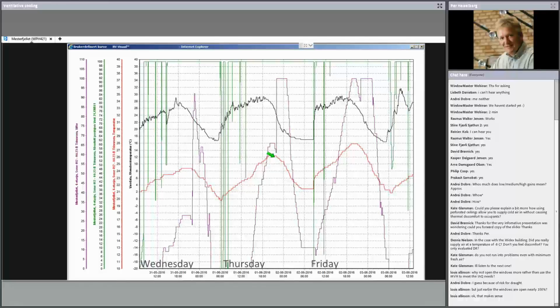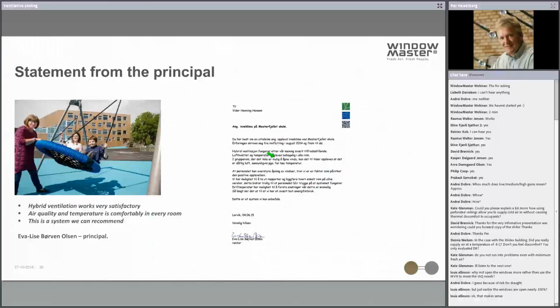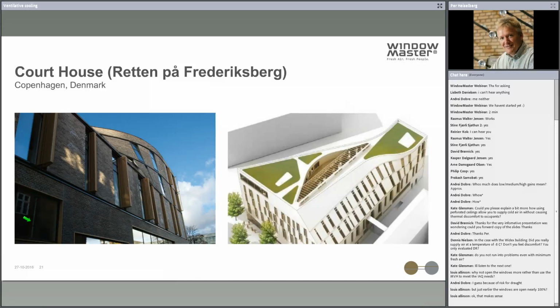So that's also a way to use this ventilative cooling. And we also have a statement from the principal that the hybrid ventilation works very satisfactorily, and so on. So that's always quite nice. So I think I will move forward to the next one.